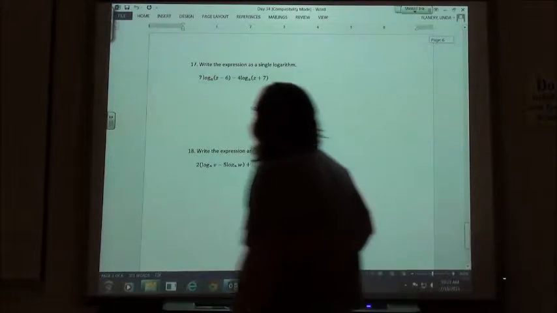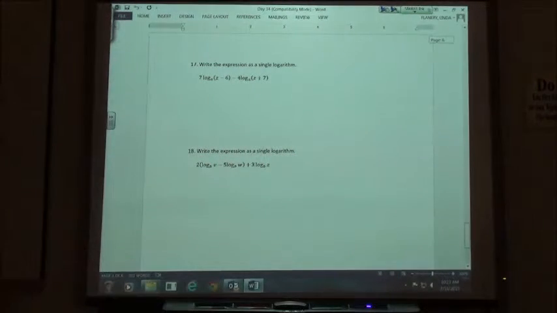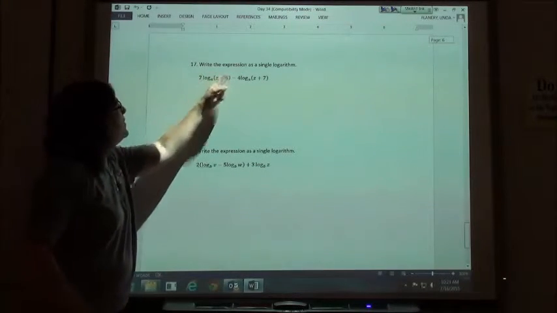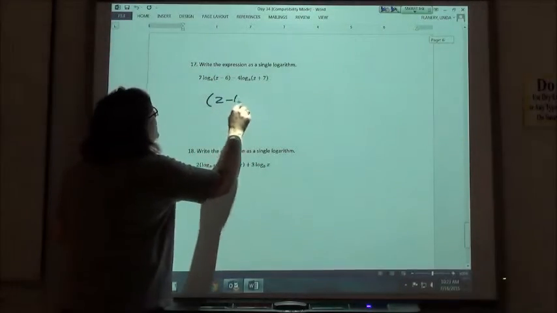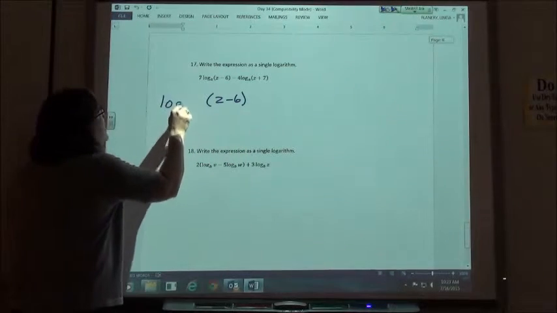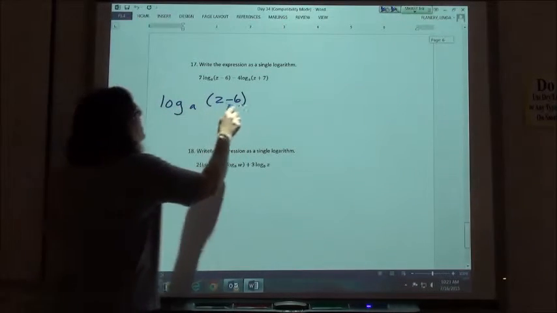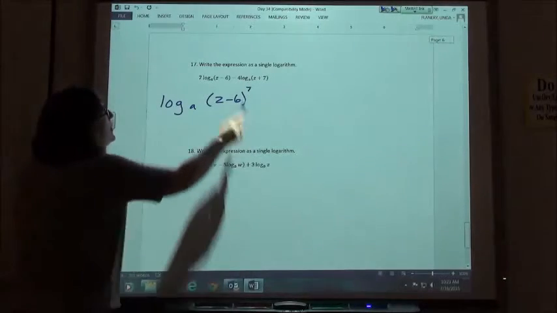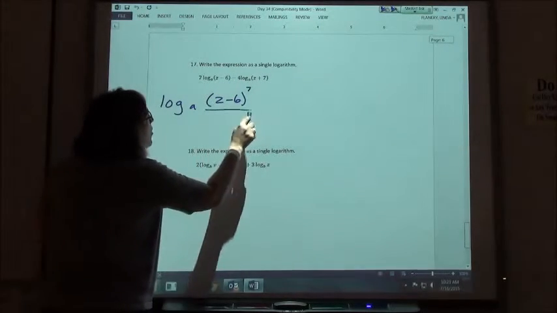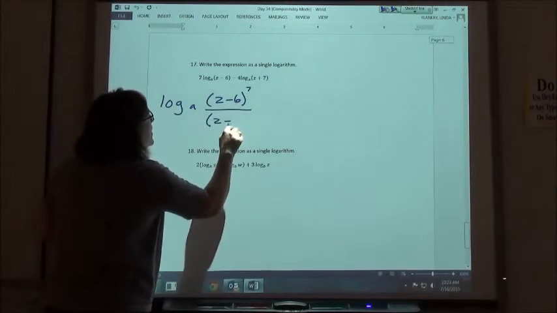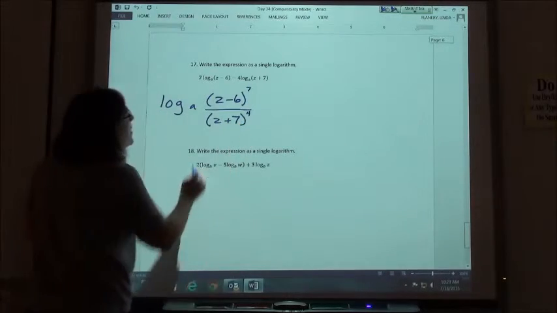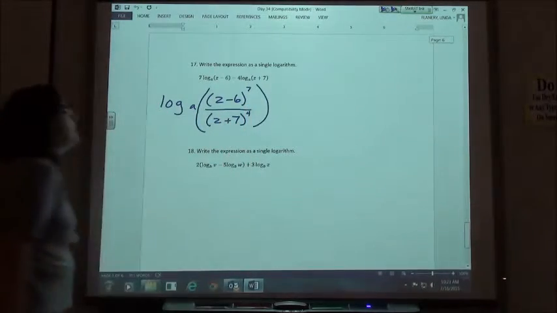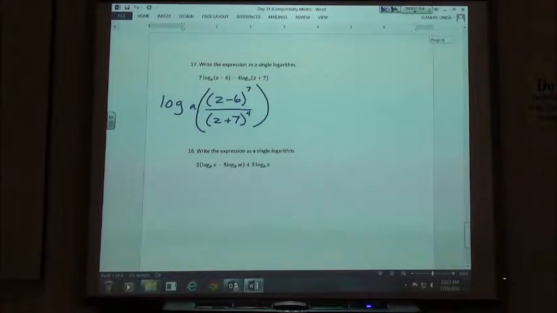So number 17 looks a little bit trickier because now they threw some parentheses on there, but this becomes this exponent. So I would have Z minus 6, whoops, I better put log base A. Log base A, Z minus 6 to the 7th power. This is subtracting, so that's going to be over Z plus 7 to the 4th power. And then again, on Alex, they probably put parentheses around that whole big thing when you try to type it in.